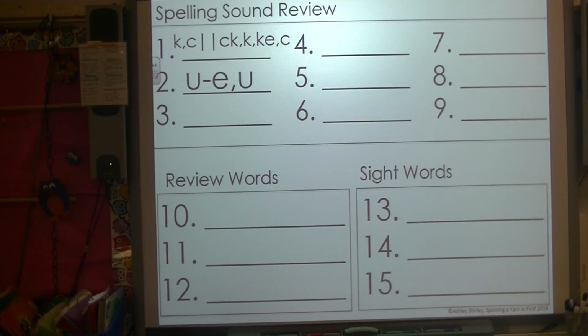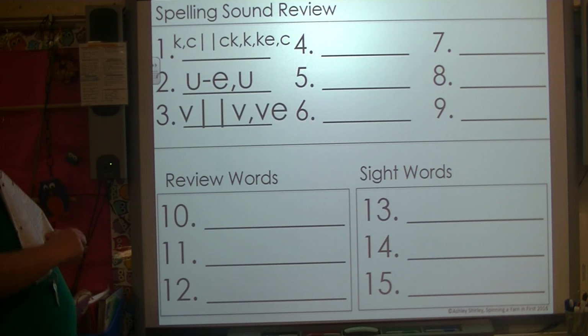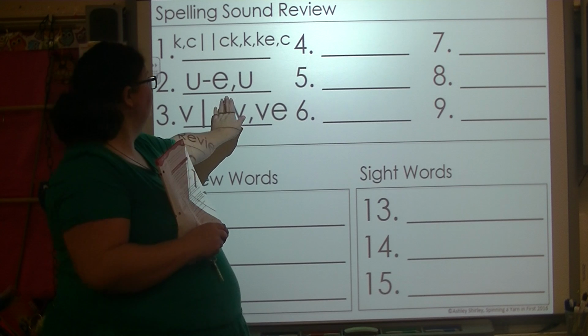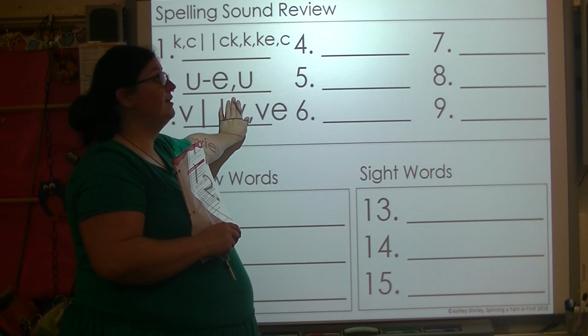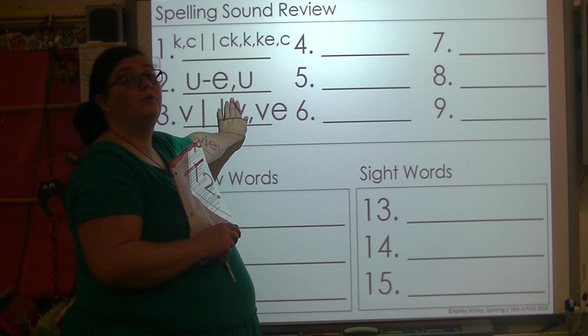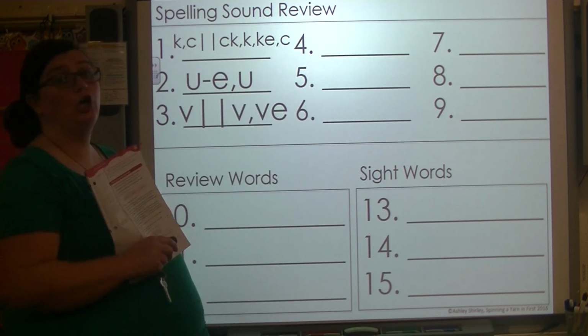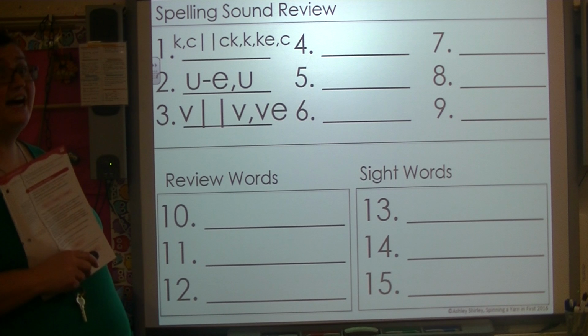Number three. What are our two ways to spell with a V sound? V, final V-E. Or you can mark this part off. We don't even need that. We'll just say V, final V-E, because if we hear V at the end of the word, it's going to be V-E, no matter the spelling. So V, final V-E.